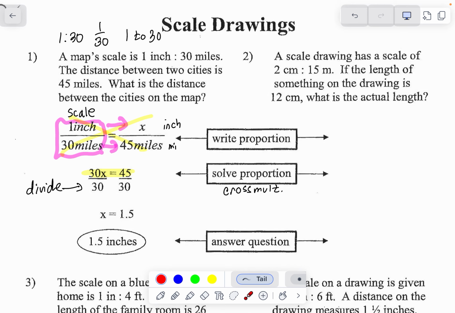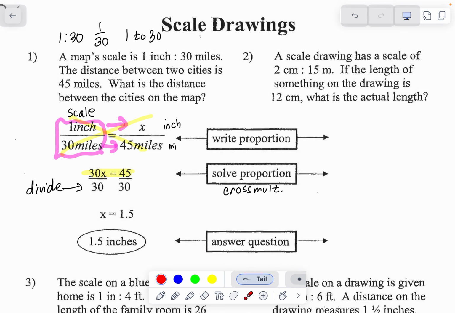It says, what is the distance between the cities on the map? Distance needs a unit. The map is showing inches. We should write the word inches, okay? So any questions about how they solved that first one?